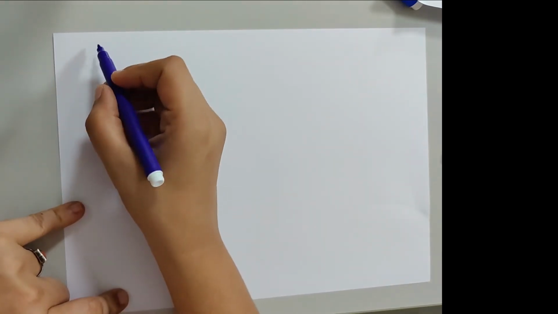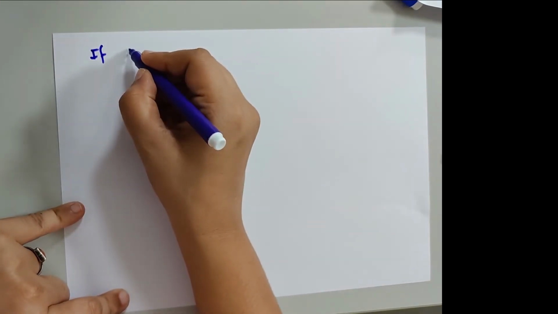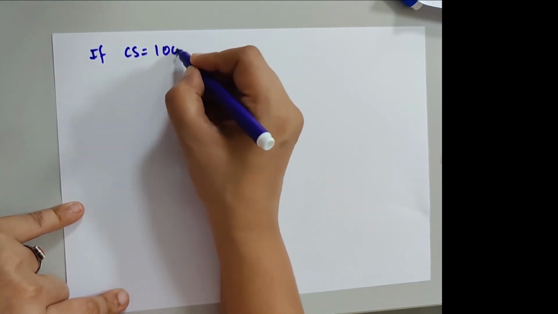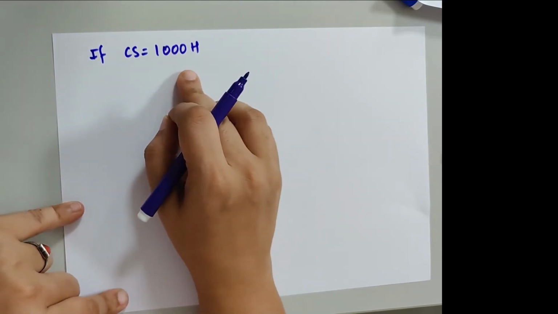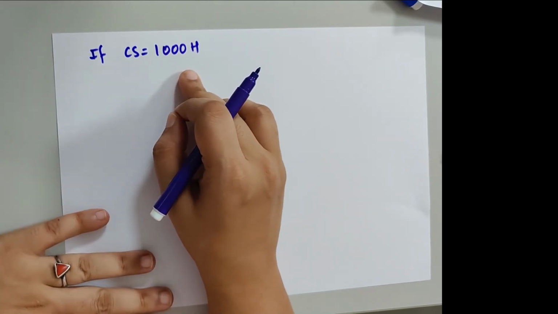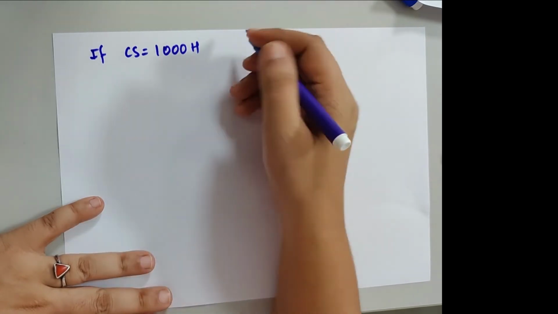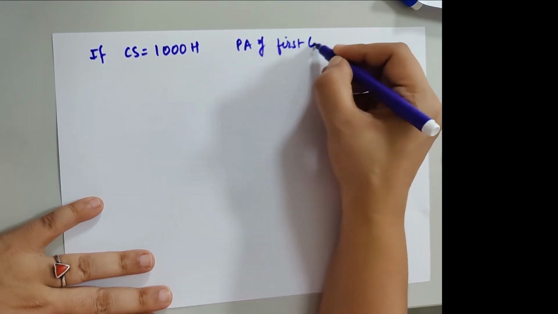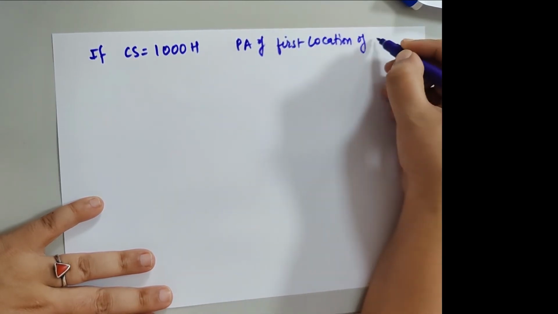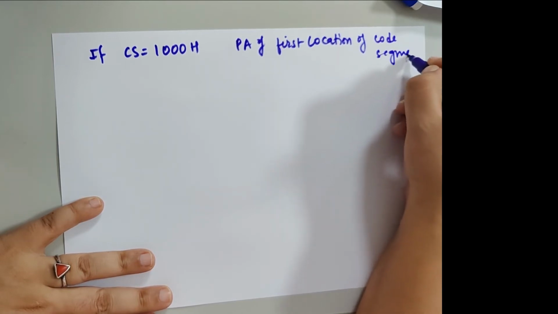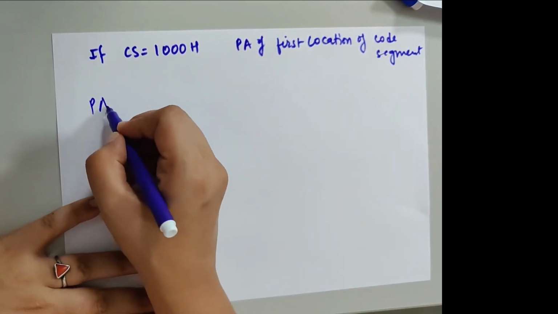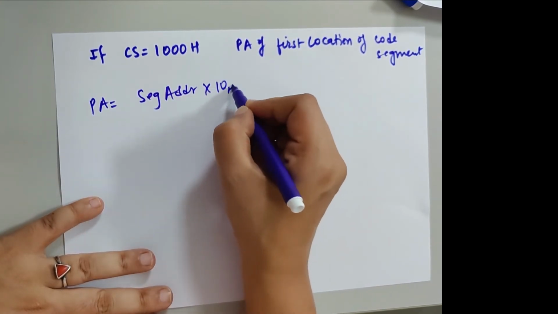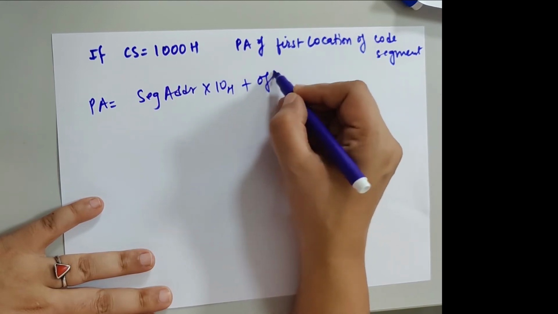Okay, now let's say the value in the CS register is 1000H, then what is the physical address of the first location in the code segment? What do we need to find? The physical address of the first location of the code segment. I need to find the physical address, right? What is the formula for physical address? Segment address into 10 plus offset address, right?